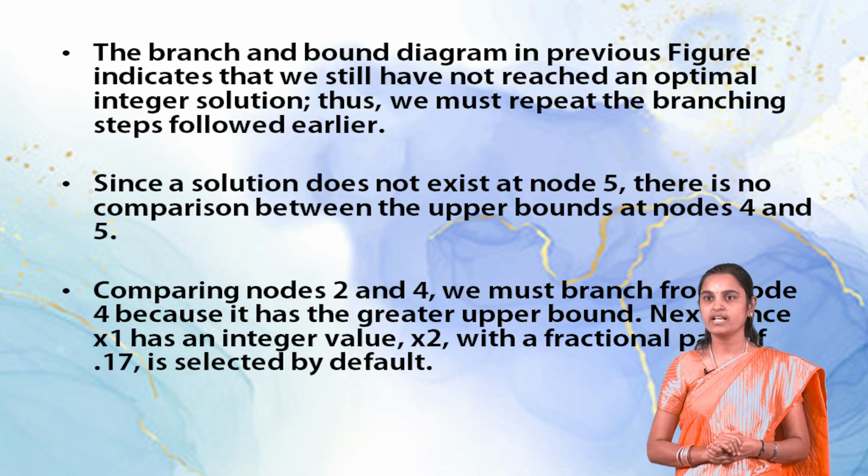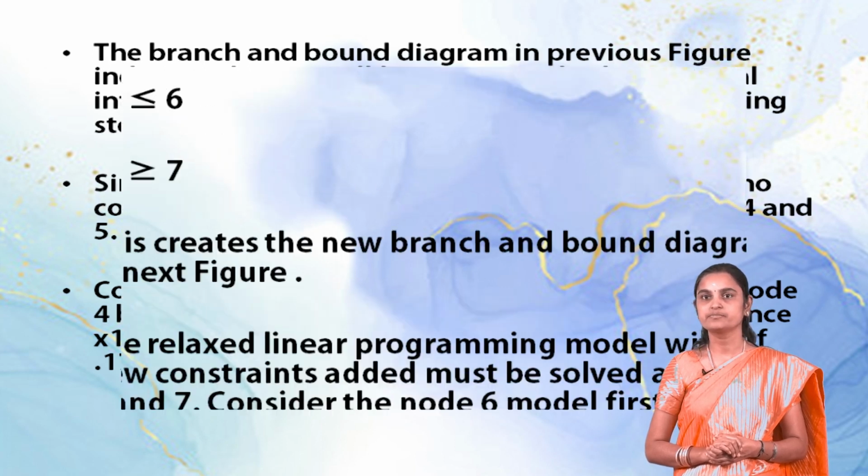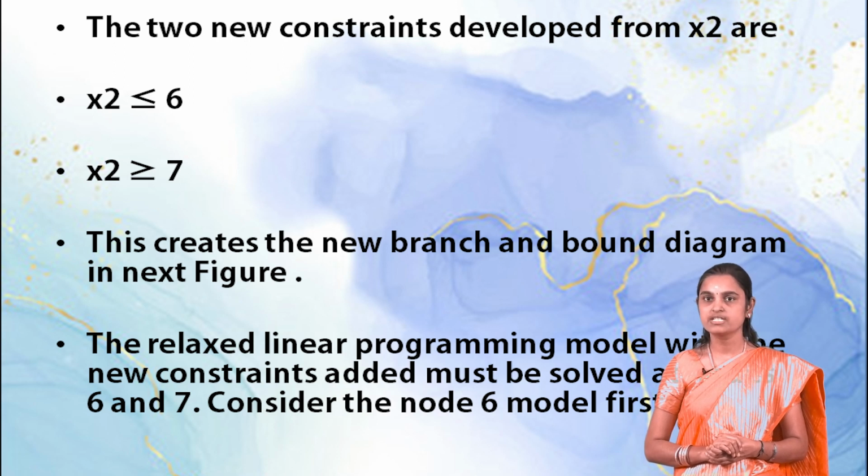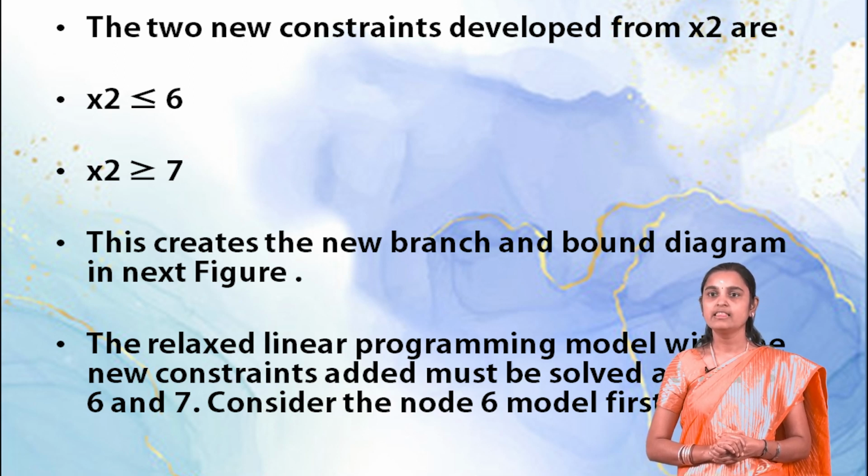Since the solution does not exist at node 5, there is no comparison between the upper bounds at nodes 4 and 5. Comparing nodes 2 and 4, we must branch from node 4 because it has the greatest upper bound. Next, since x1 has an integer value, x2 with a fractional part of 0.17 is selected by default. The two new constraints developed from x2 are x2 less than or equal to 6 and x2 greater than or equal to 7. This creates the new branch and bound diagram in the next figure.